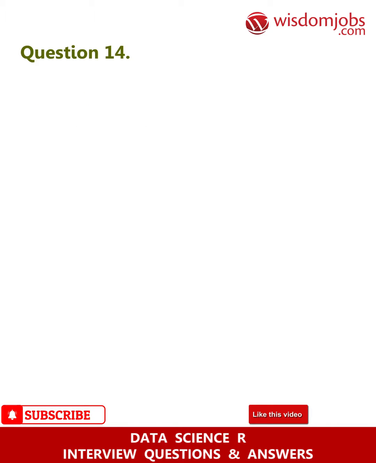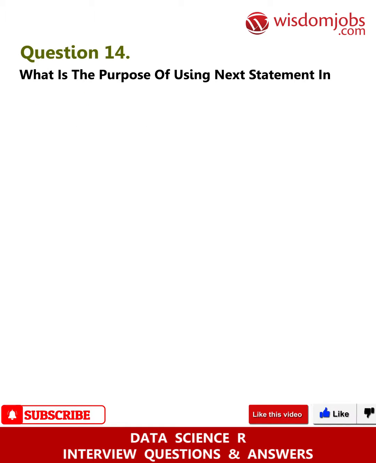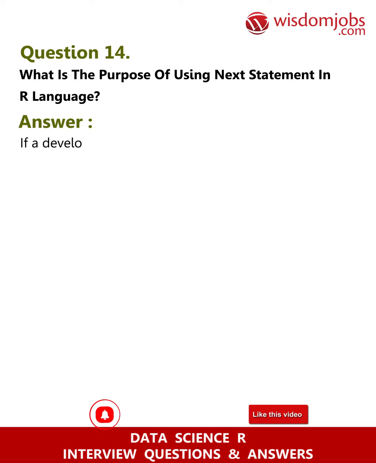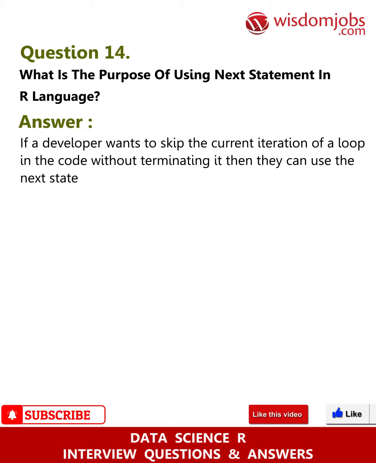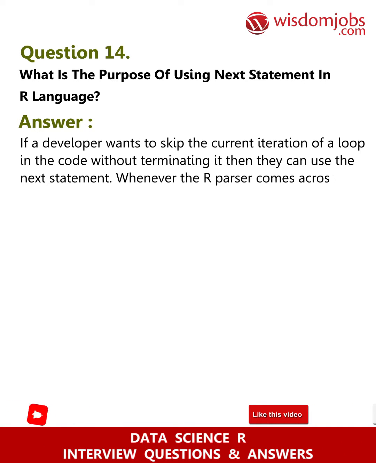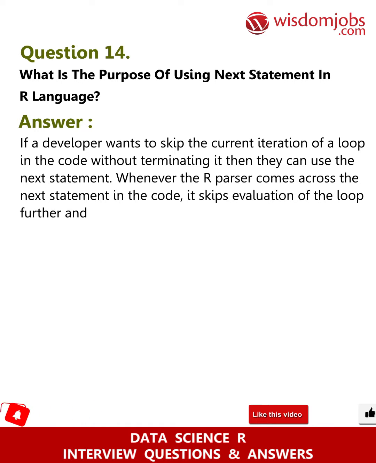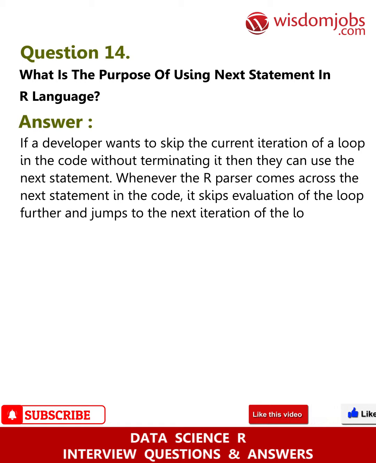Question 14. What is the purpose of using the next statement in R language? Answer. If a developer wants to skip the current iteration of a loop in the code without terminating it, then they can use the next statement. Whenever the R parser comes across the next statement in the code, it skips evaluation of the loop further and jumps to the next iteration of the loop.